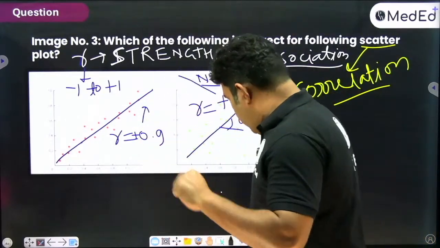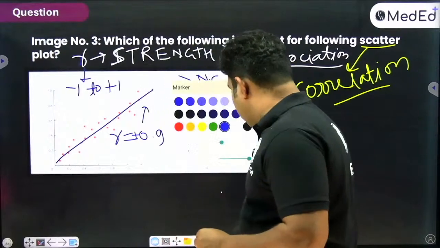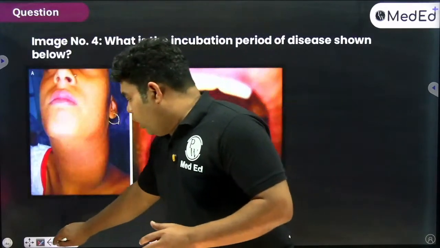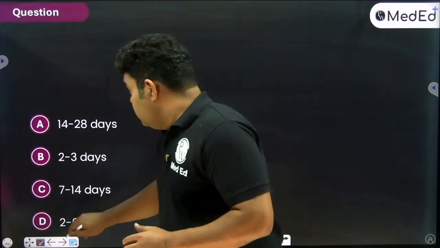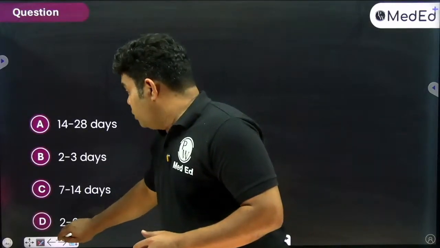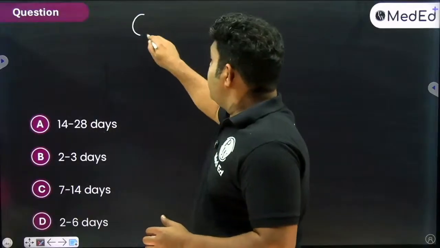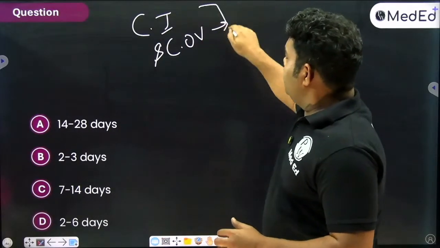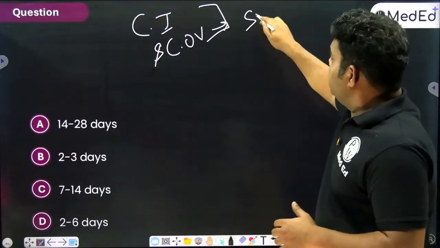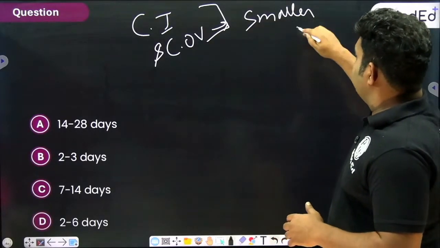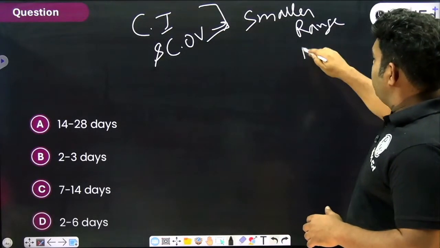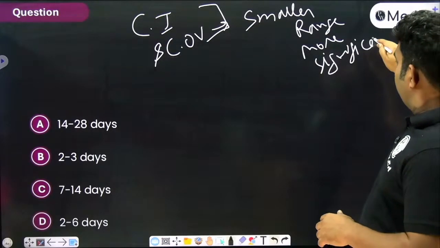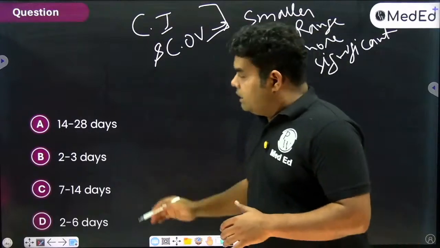And let me tell you a very important question which comes from this. They say that confidence interval and coefficient of variance, these are the two things which start with C, and for both of these things, if their range is smaller, it means data is more significant. A smaller range always represents more significant data. Okay, we will discuss this in separate topics.